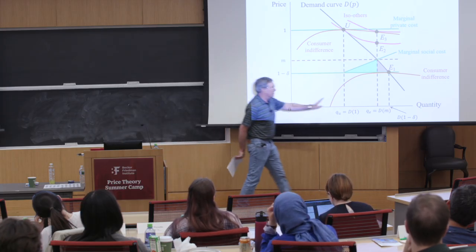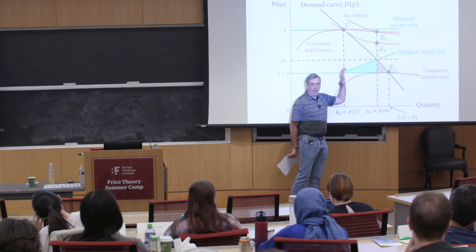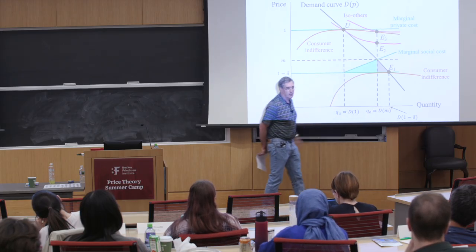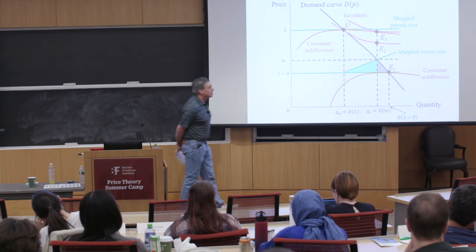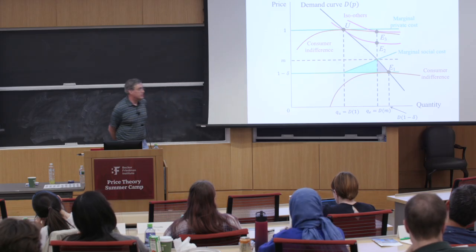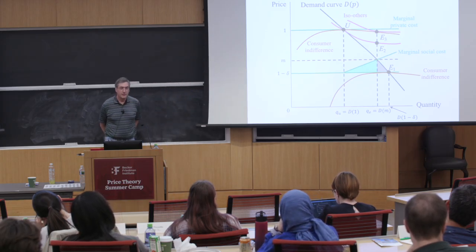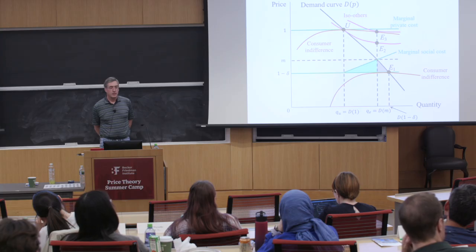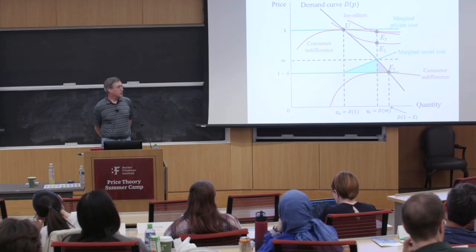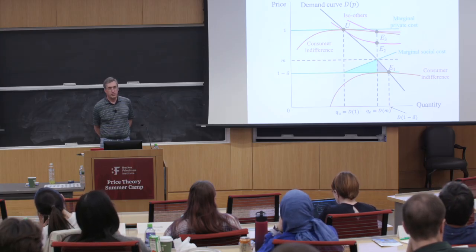This model tells us exactly what the quantity will be. It tells exactly what the marginal value will be. It doesn't tell us exactly what the average price will be. But it does tell us a lot about it. It's below 1. It's above M. It's above where Pigou would have it.